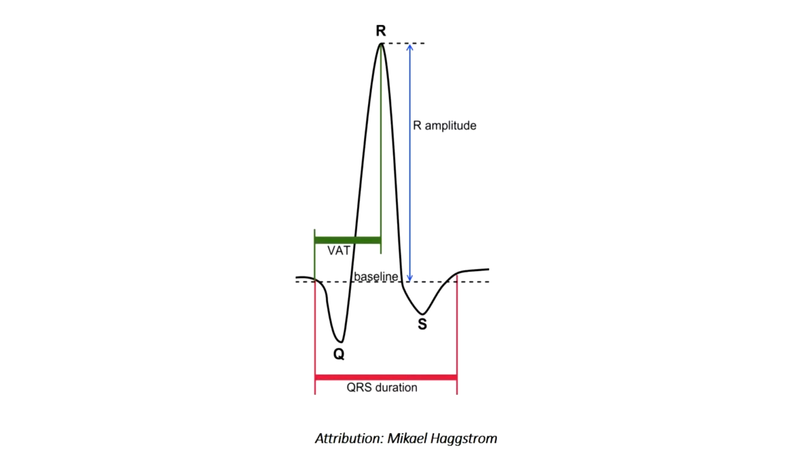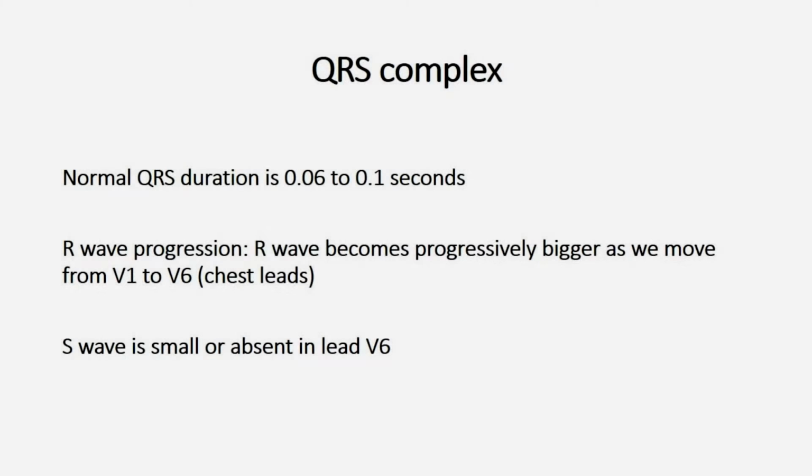So how long should a QRS complex last? When you look at the ECG paper, it should last between 1.5 to 2.5 small boxes, or between 0.06 to about 0.10 seconds. When you look at the progression of the QRS complex in V1, V2, V3, V4, V5, and V6, known as the precordial leads, you should see an increase in the size of the R wave as you move from V1 to V6.